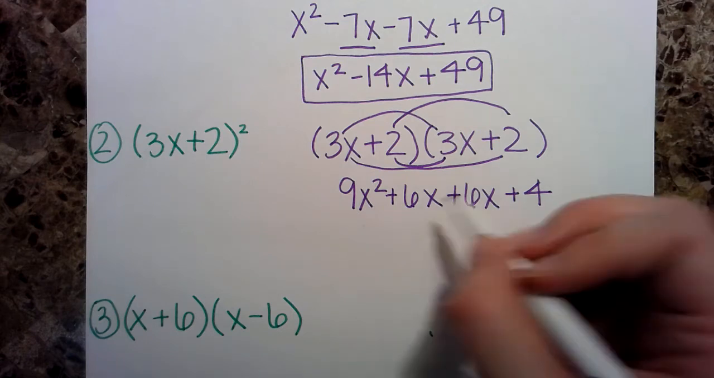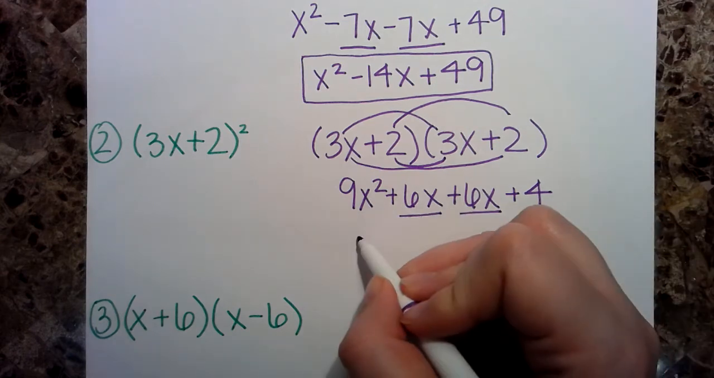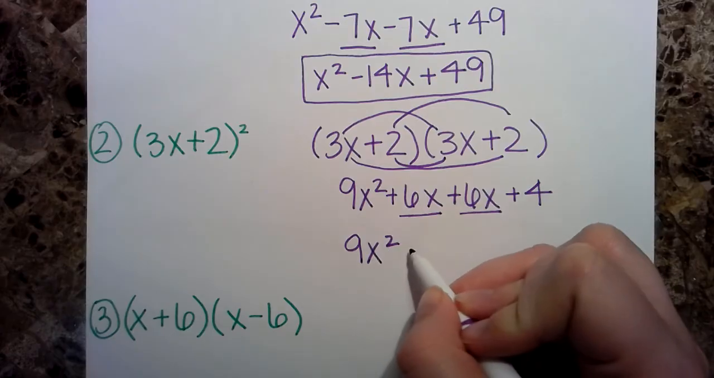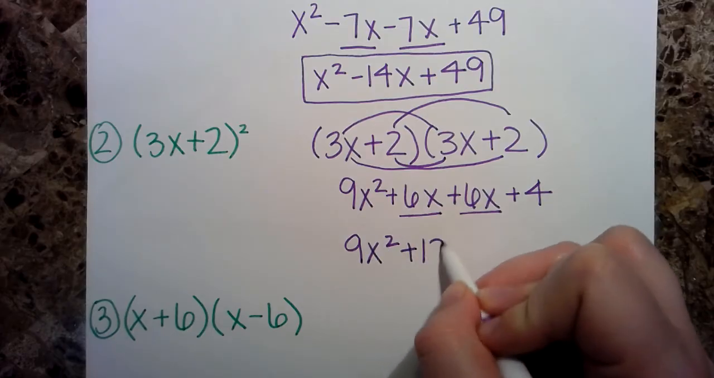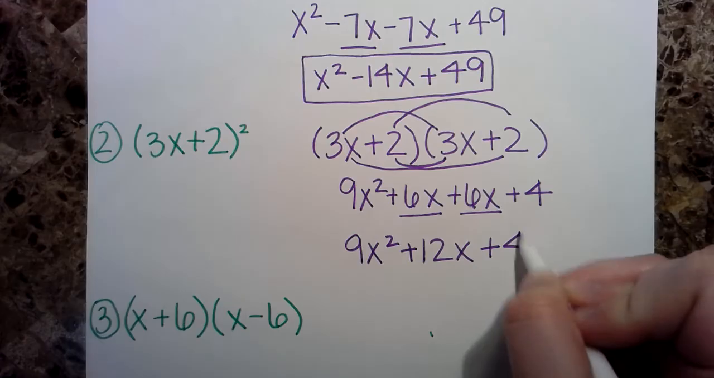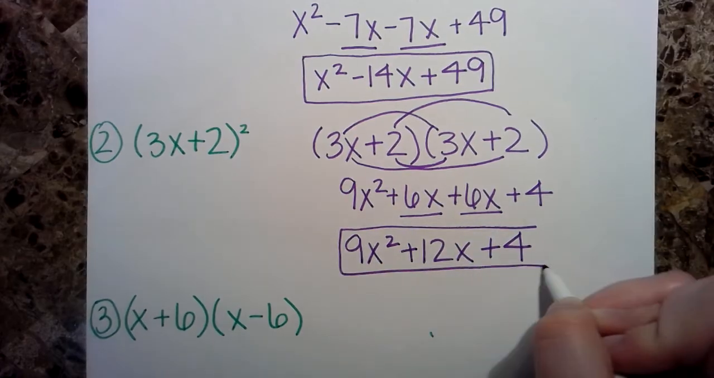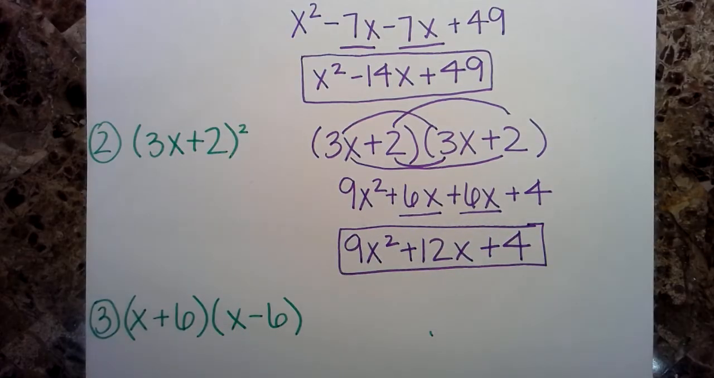We're then going to combine like terms. We have 6x plus 6x, so we have 9x squared plus 12x plus 4. It is in standard form, so we are going to box out our final answer.